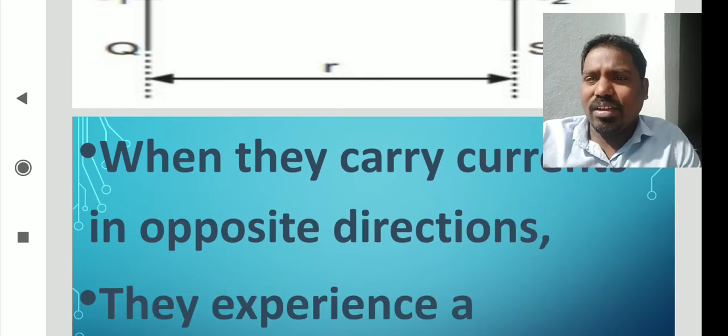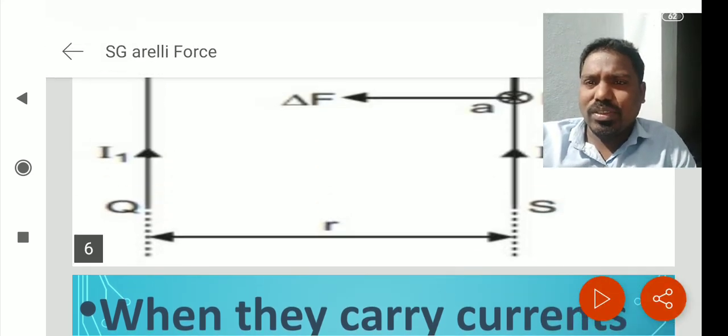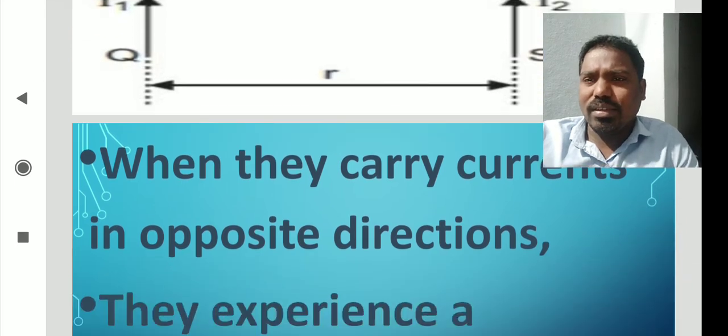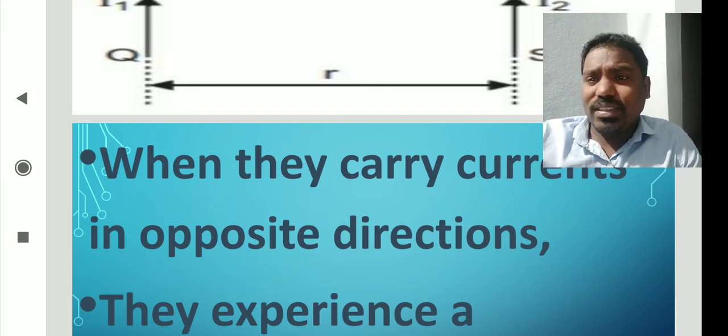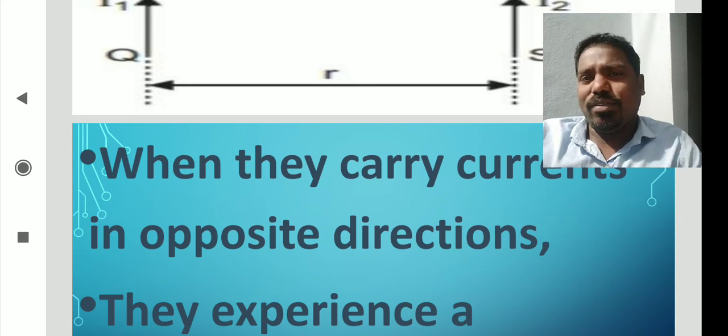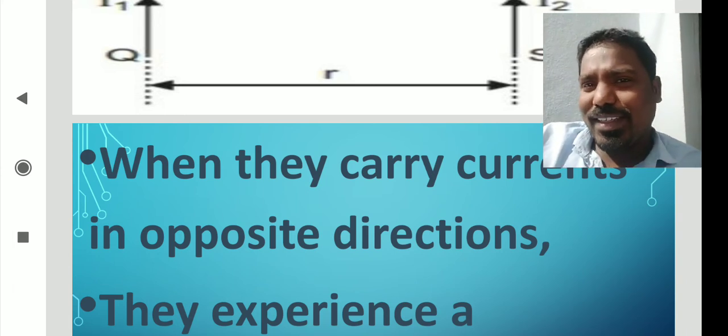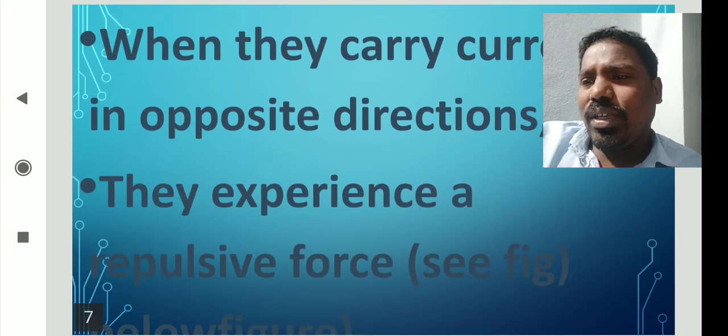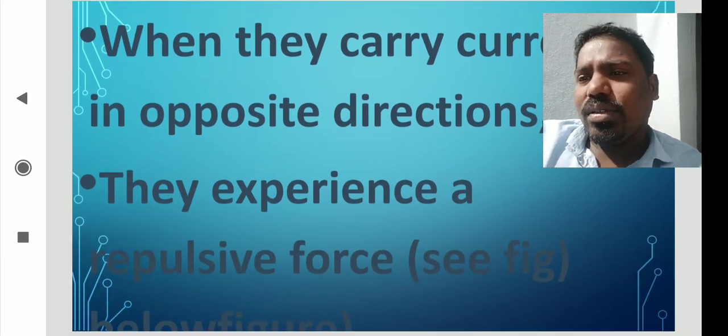Now, when they carry current in opposite direction. In the previous figure, the currents I1 and I2 were in the same direction, which is why an attractive force existed. But if the current-carrying conductors have different directions, that is, I2 and I1 are in opposite directions, then the conductors show a repulsive force.